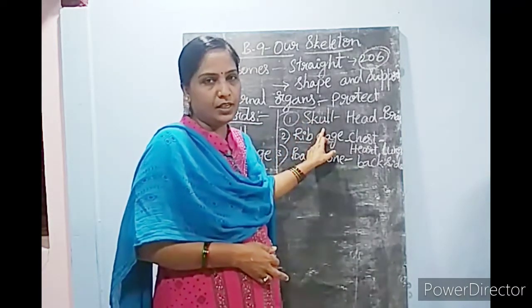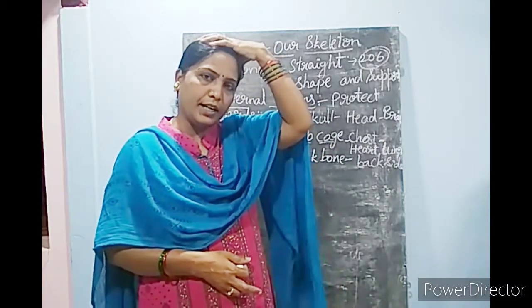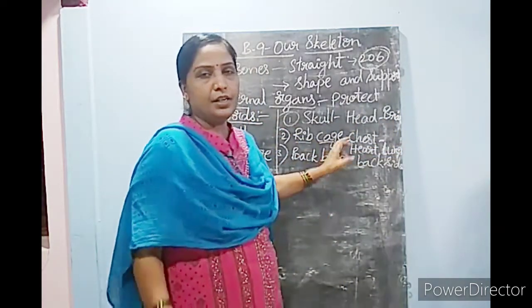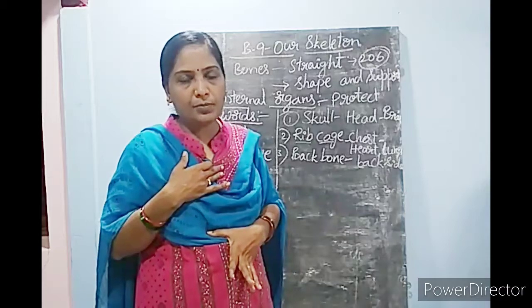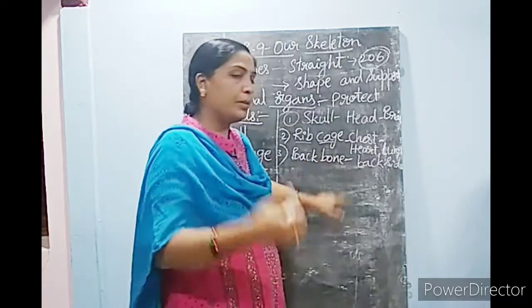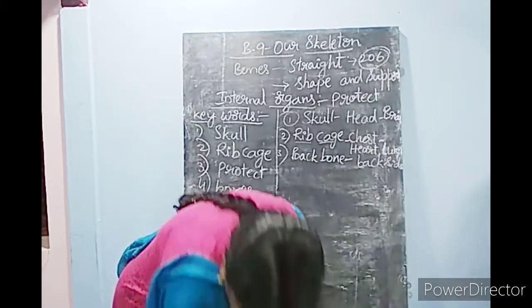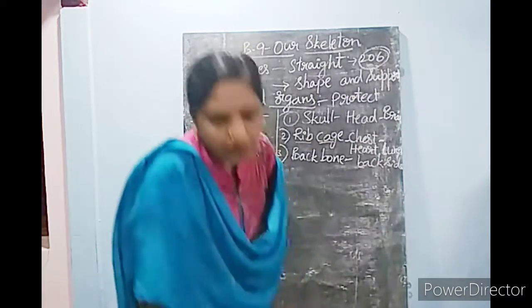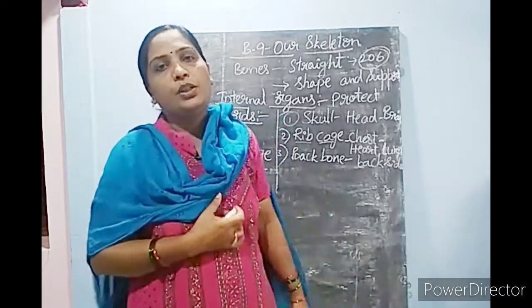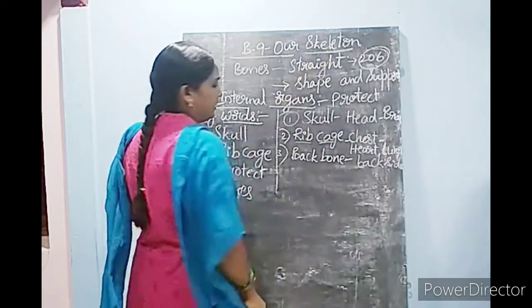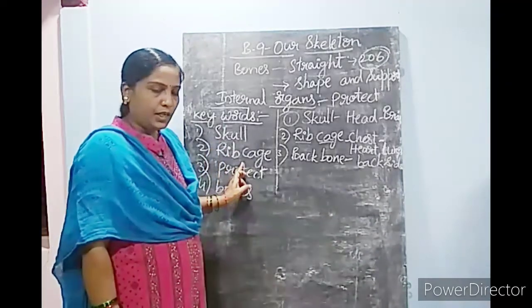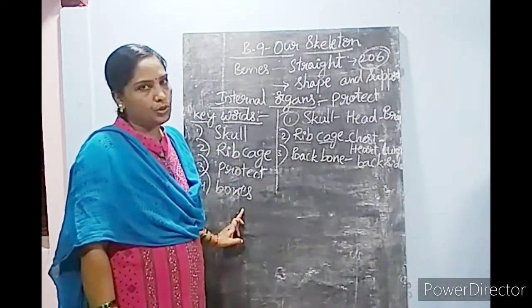And you also learned the important parts related to the skeleton system. The first one is the skull, located in our head, and it gives protection to the brain. The next one, the rib cage, is located in the chest part and gives protection to the heart and lungs. And the last one, the backbone, helps us to bend and stand straight. So this is about our skeleton. And the new words you learnt in this lesson are skull, rib cage, protect, and bones.